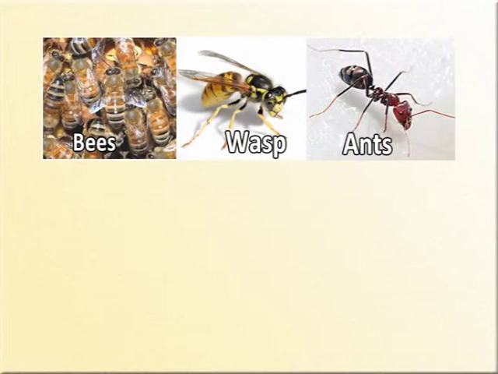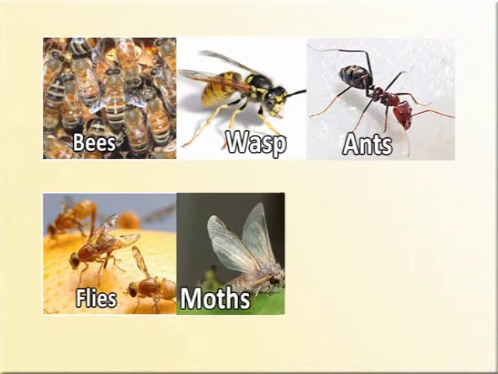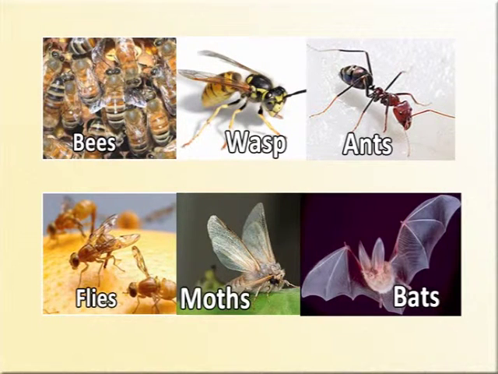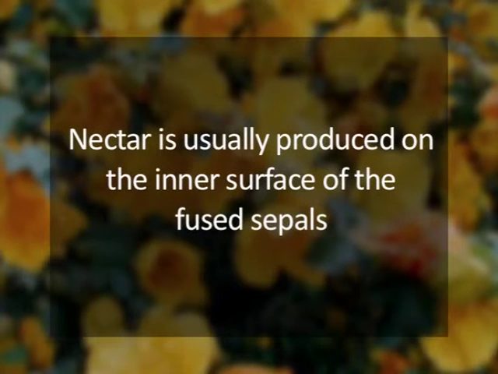The flowers of Malvaceae are diverse. That's why they attract bees, wasps, ants, flies, moths, birds and bats. These different organisms act as pollinators in the case of Malvaceae. Mainly, the nectar is the reward for the pollinator. This nectar is usually produced on the inner surface of the fused sepals. Most of the species in Malvaceae are outcrossing.